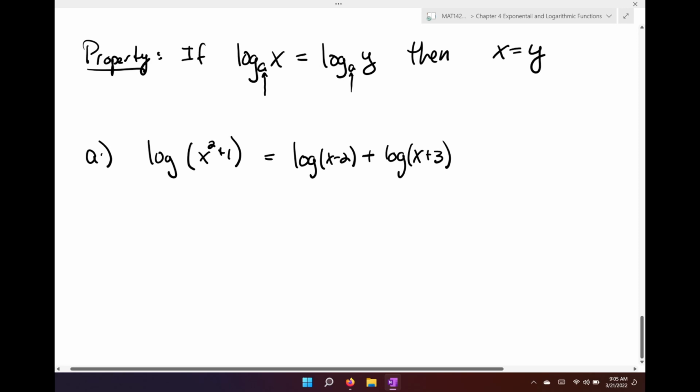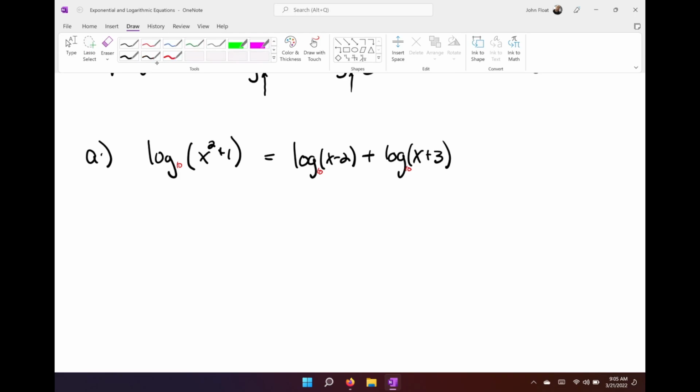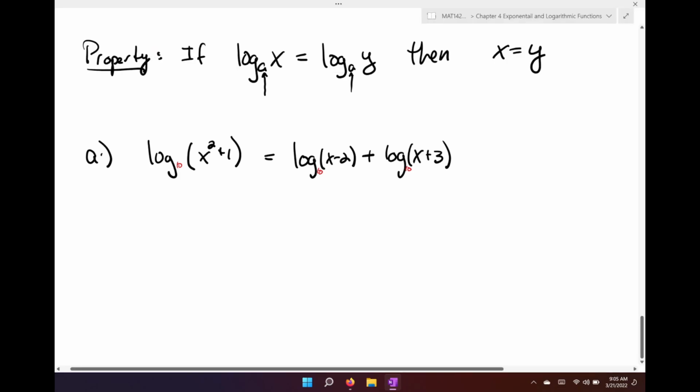With this, the first thing you want to do before you start moving things around is look at all the logs and their bases. For each one of these, they're all log base 10, which is perfect, because now we can apply this property above. The thing is, you have to make sure that you have exactly one log on the left and exactly one log on the right. And we don't have that yet.